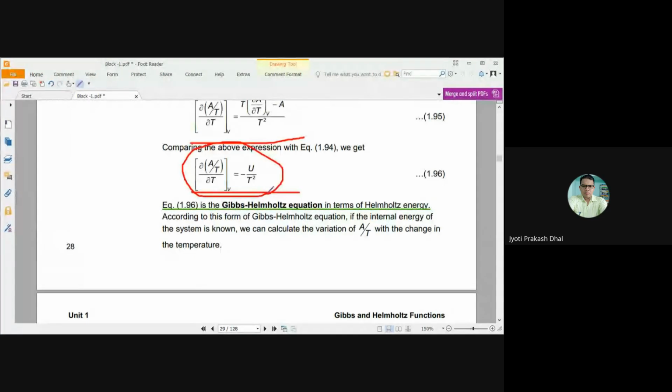So in the question it will come like this: derive the Gibbs-Helmholtz equation in terms of Gibbs energy, and derive the Gibbs-Helmholtz equation in terms of Helmholtz energy. If you derive the Gibbs-Helmholtz equation in terms of Gibbs energy, in place of A you have to write G, and in place of U you have to write H. And if you derive it in terms of Helmholtz energy, this is the equation.